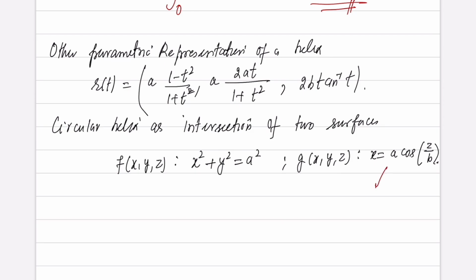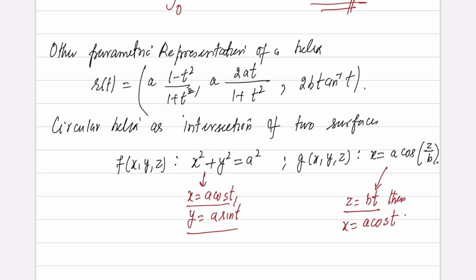Now in fact, how do we understand this is a helix? If we put z is equal to bt, then we get x is equal to a cos t, which satisfies here, and here we have x is equal to a cos t, y is equal to a sin t, and z is equal to bt, which is actually the previous parametric representation of a helix.